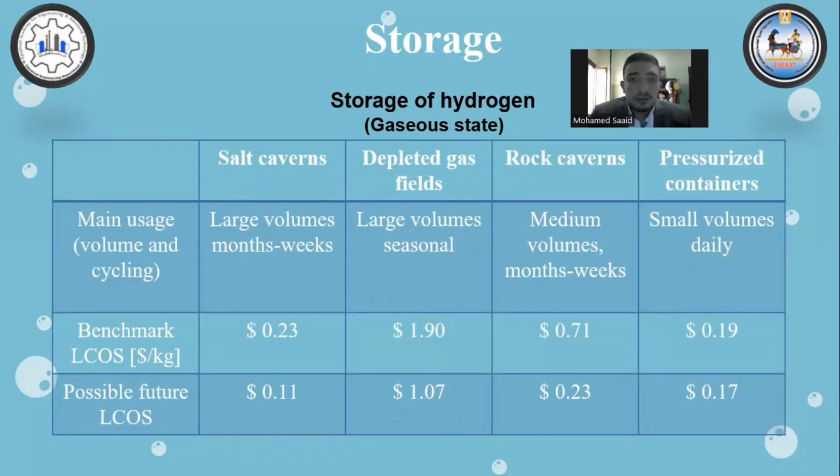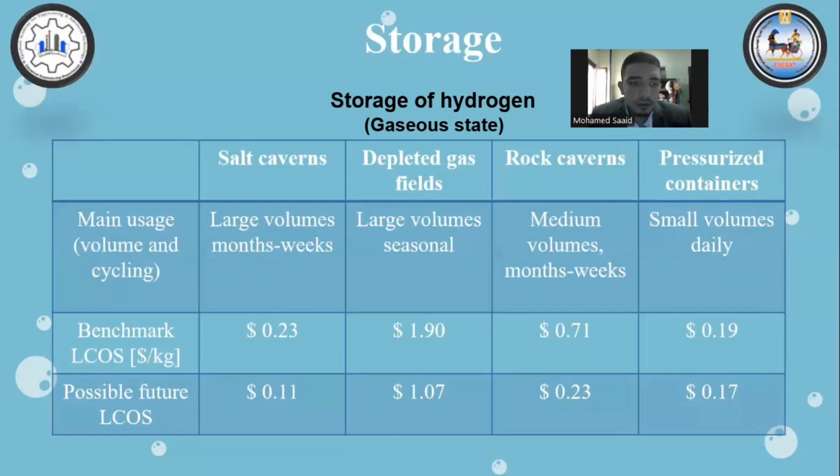Hydrogen can be stored in salt caverns for large volumes and for months or weeks. But in the depleted gas field, it can be stored in large volumes, but for seasons. Using the rock caverns, medium volumes can be stored for months or weeks. Pressurized containers can be used to store small volumes of hydrogen, but just daily.